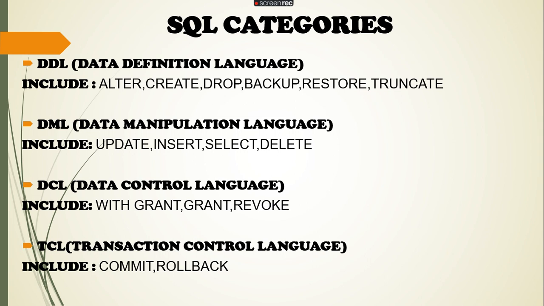And then we have the last category that we call TCL. TCL, which is transaction control language. Now this includes commit and then rollback. Commit is for saving a transaction, and then rollback is simply for undoing a transaction. So these are the main categories of an SQL statement: DDL, DML, DCL, and then TCL.